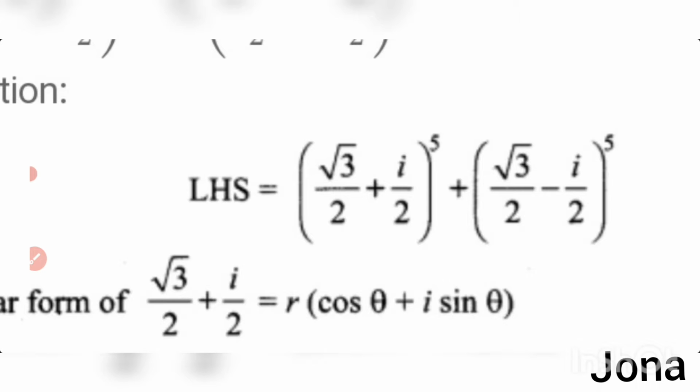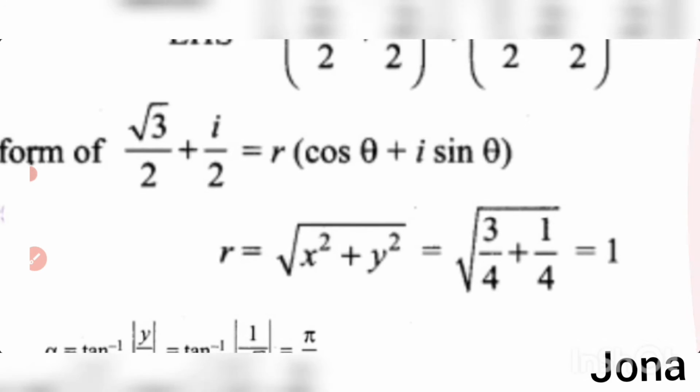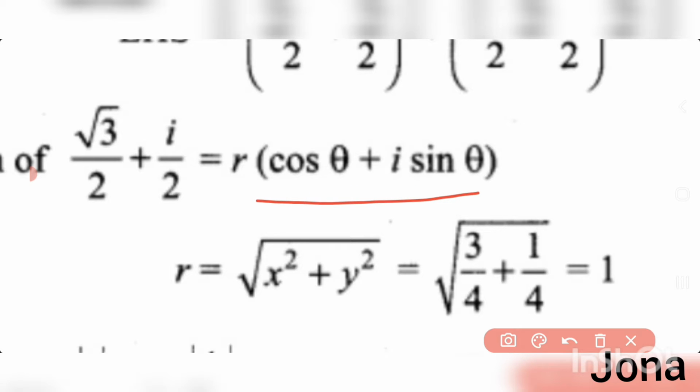We want to consider the first bracket, that is root 3 by 2 plus i by 2. We want to convert this into the polar form. For this polar form, we have to take the format r of cos theta plus i sin theta. Here we want to find the value of r and theta. That r is nothing but square root of x square plus y square.